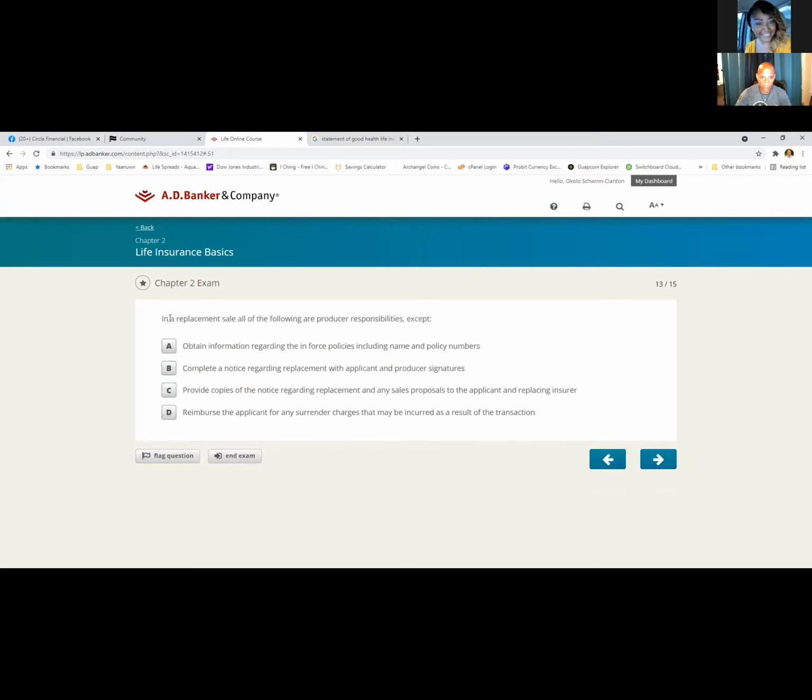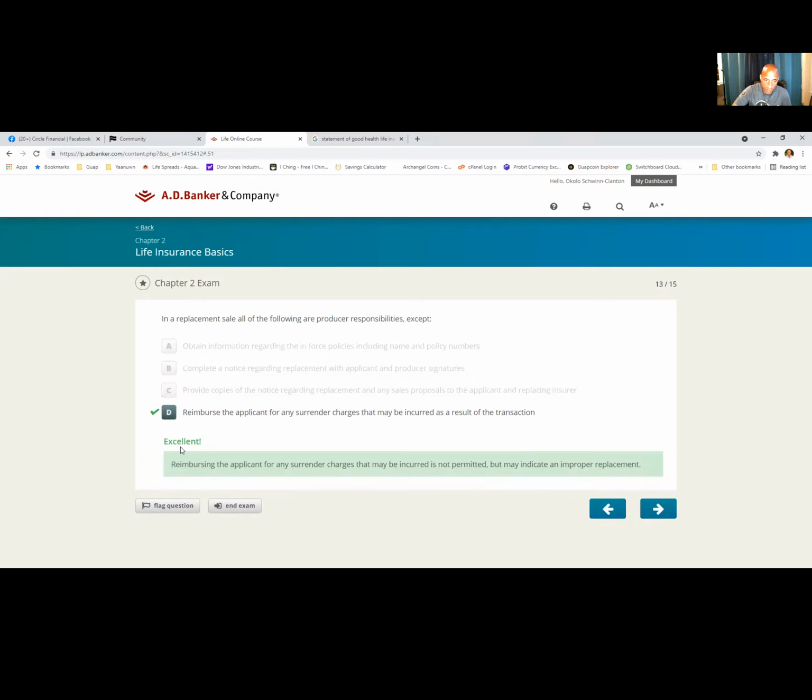In a replacement sale, all of the following are producer responsibilities except: obtain information regarding the existing policies, including name and policy numbers; complete a notice regarding replacement with applicant and producer signatures; provide copies of the notice regarding replacement and any sales proposals to the applicant and the replacing insurer; reimburse the applicant for any surrender charges that may be incurred as a result of the transaction. D. Reimbursing the applicant for any surrender charges that may be incurred is not permitted, but may indicate an improper replacement. So don't do that.